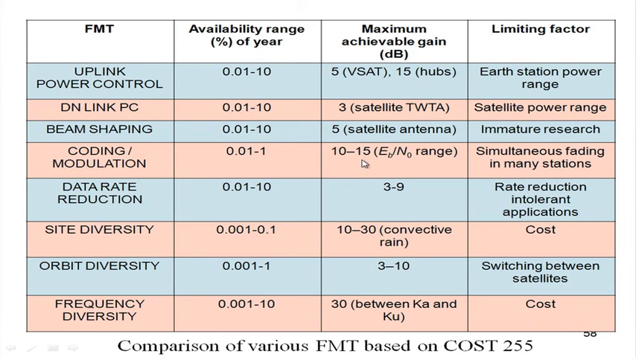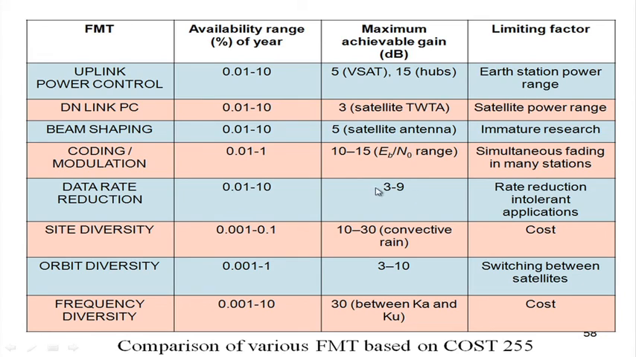In both cases, you have a disadvantage in terms of bandwidth, but power-wise you gain a very good power level, almost 10 to 15 dB of power advantage, to maintain the same BER or symbol error rate by changing the Eb/N0. So 10 to 15 dB is quite a large number compared to the power control FMT, either downlink or uplink power control. The other technique is data rate reduction, which we just now discussed.